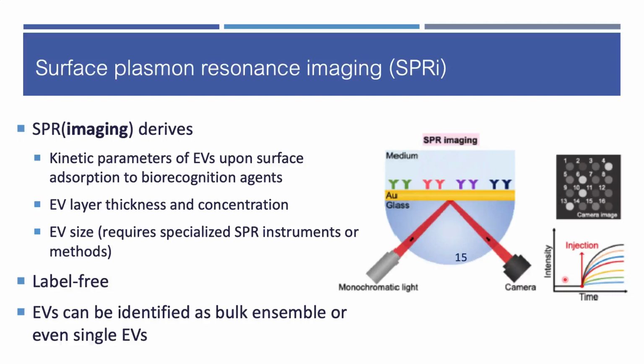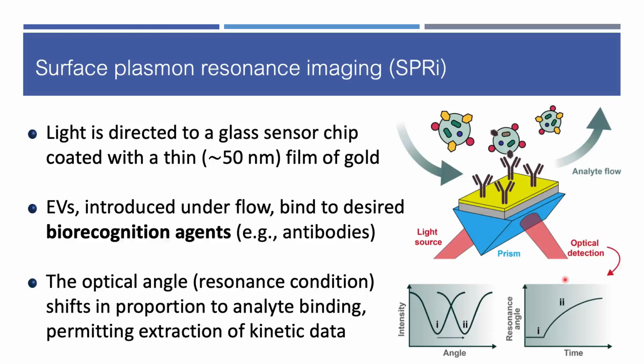If anything binds to that region above the chip and changes the refractive index, like EVs binding to antibodies, the angle of resonance actually changes. So in a typical experiment, you can flow EVs over antibody-coated chips using simple microfluidic processes. You track that change in resonance angle as you're increasingly absorbing particles onto your surface. You track that over time, and you can extract really detailed chemical information.